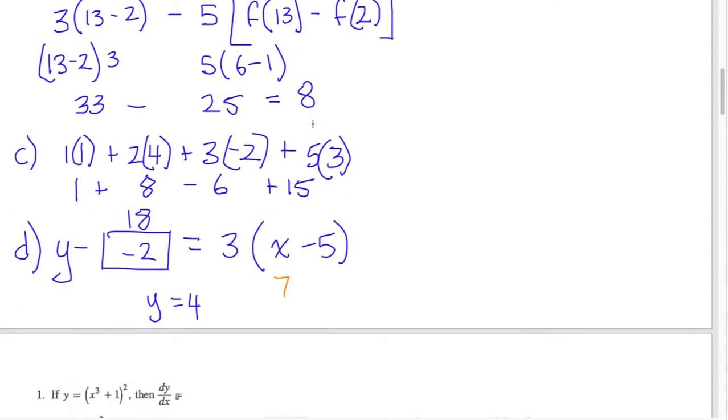But if it ends up to be like 7, then what would we do? If we didn't get some nice value, then we have done something wrong. They'll usually give you a nice value. It'll work out. So y equals 4. We'll say that this is an over approximation.